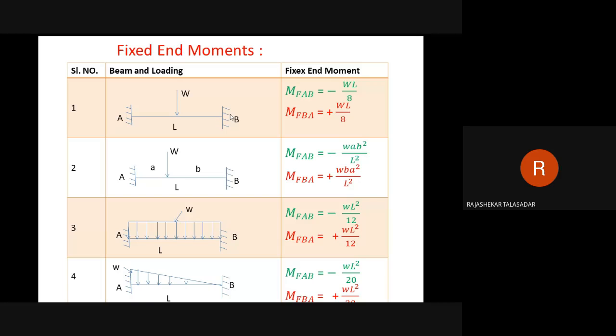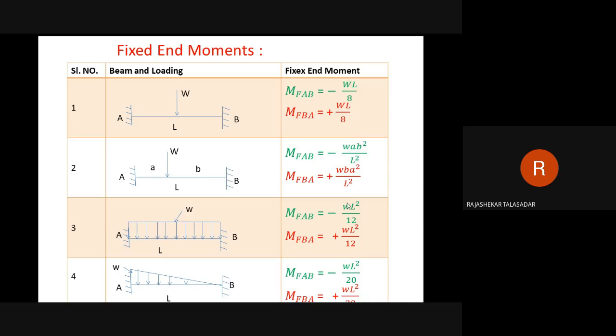MFAB is minus WL/8, MFBA is plus WL/8. If the loading is symmetric, both end moments will remain the same, but with a different sign. Here, second part, this is not a symmetric loading, because with left hand small a distance, with right hand small b. So MFAB, left hand, is W a b square/L square. MFBA is clockwise W b a square/L square. Very simple. It is a b square, it is b a square.